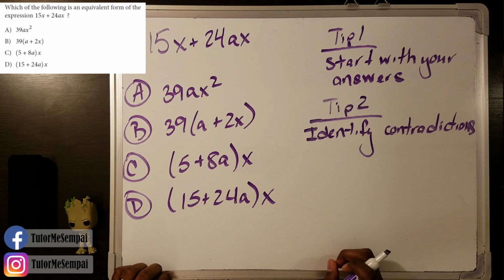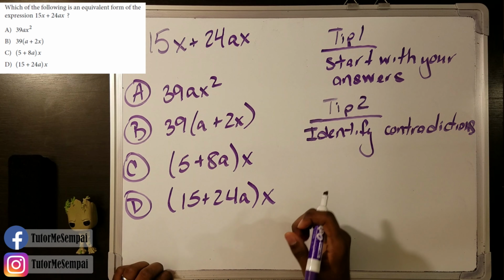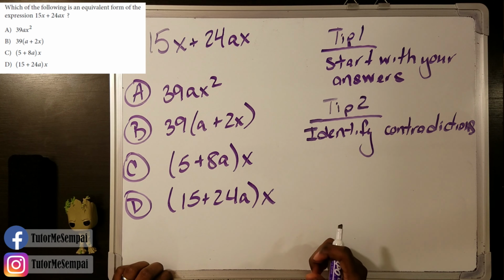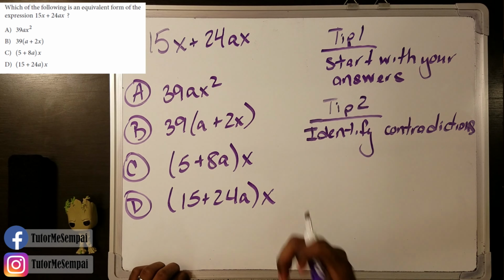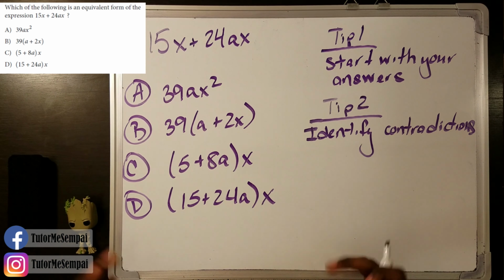How about this question here? We're given the expression 15x plus 24ax, and we're trying to find which one of these is equivalent. You can absolutely start with your question. You can start factoring this and seeing if you get something down here, A, B, C, or D.